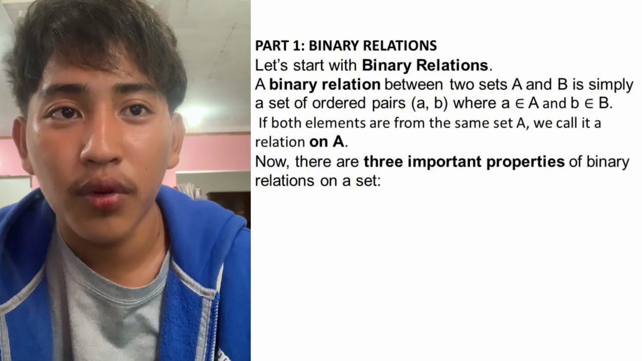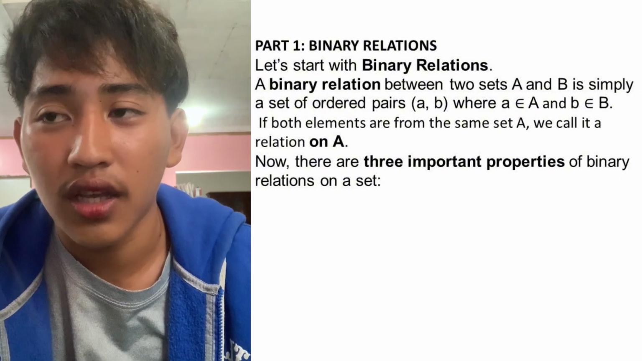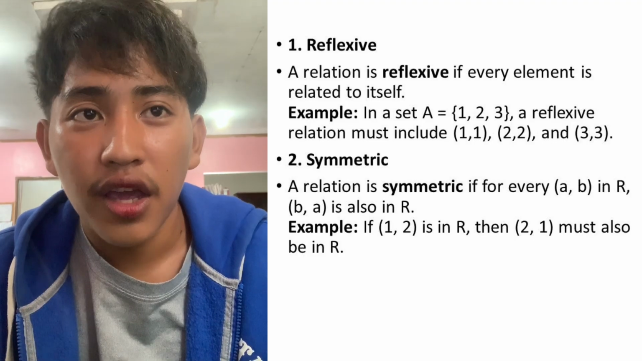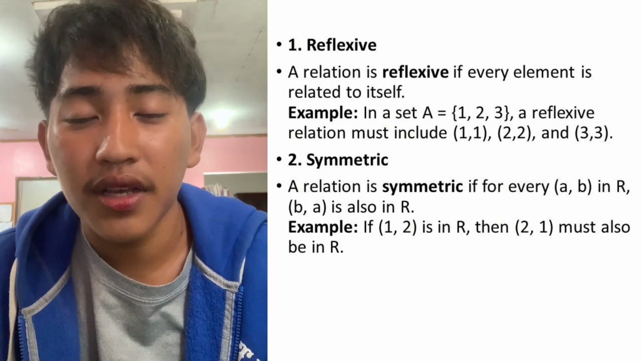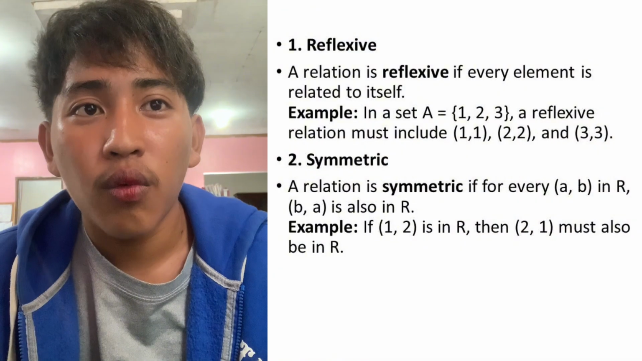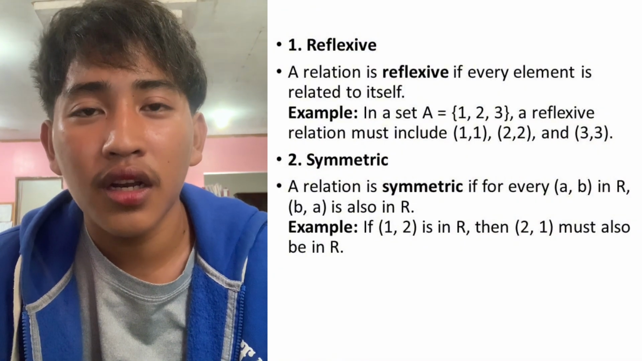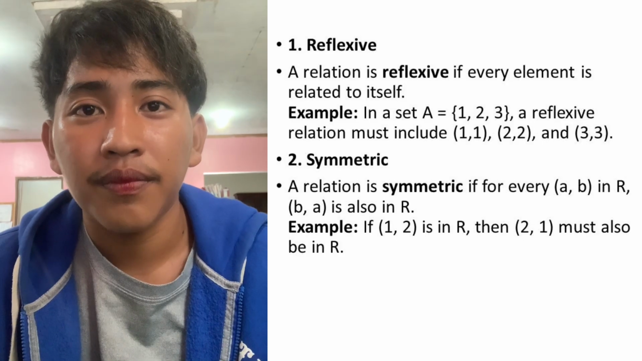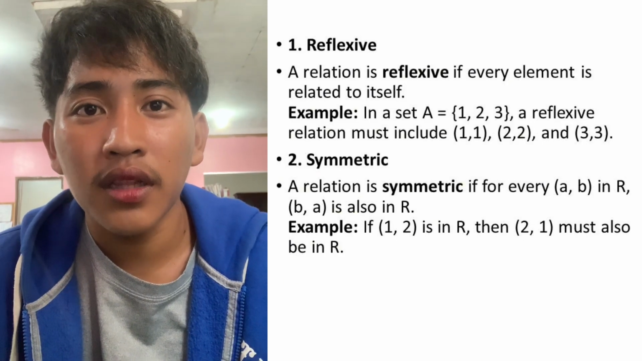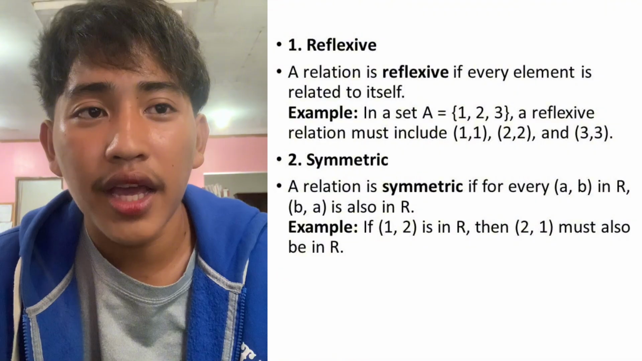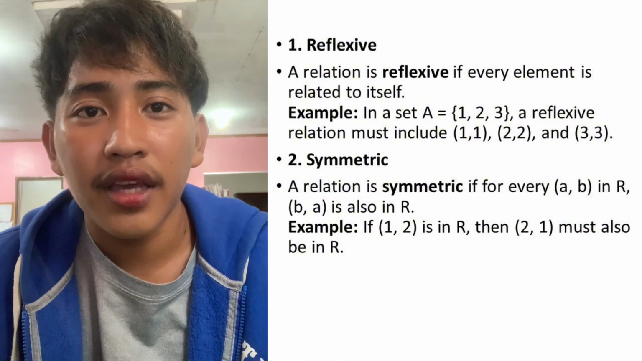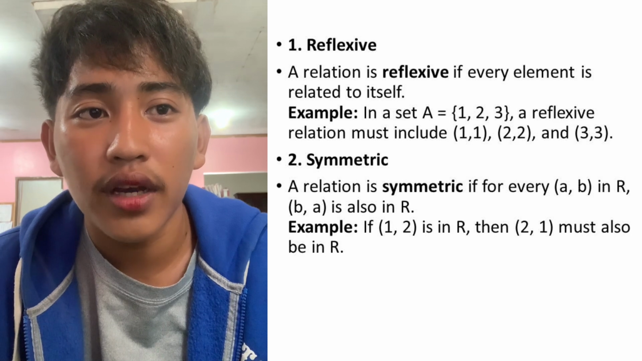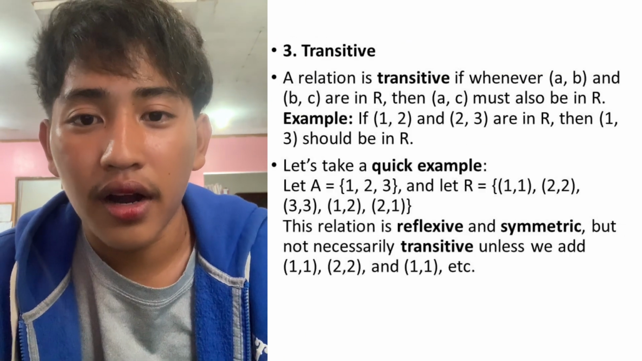Now, there are three important properties of a binary relation on a set. The first is reflexive. A relation is reflexive if every element is related to itself. Example, in the set A = {1, 2, 3}, our reflexive relation must include (1,1), (2,2), and (3,3). Second is symmetric. A relation is symmetric if for every (a,b) in R, (b,a) is also in R. Example, if (1,2) is in R, then (2,1) must also be in R.